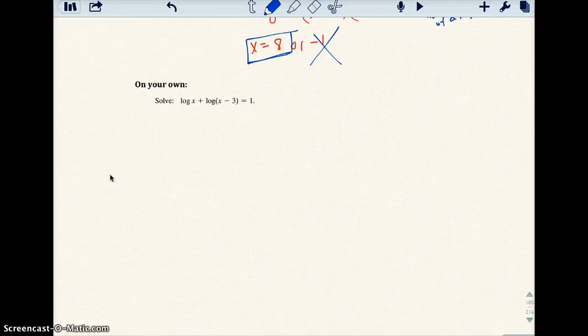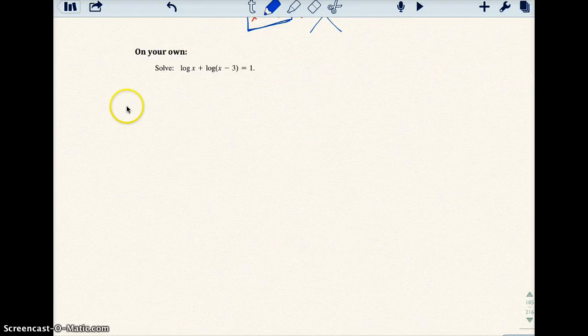Okay, so go ahead and pause your video and try the next one on your own. And then make sure you show your check for both solutions. You're going to get two solutions and check them both. Sometimes they both work. Do that in the test where sometimes they both work, sometimes none of them work, and sometimes only one of them works. So make sure you check them both. Go ahead and pause your video.